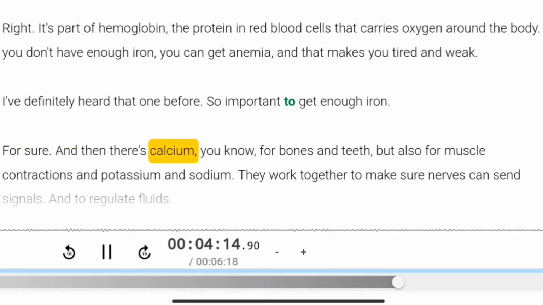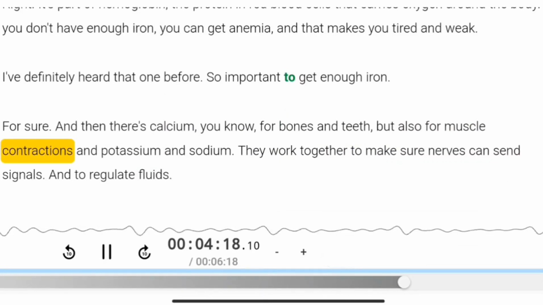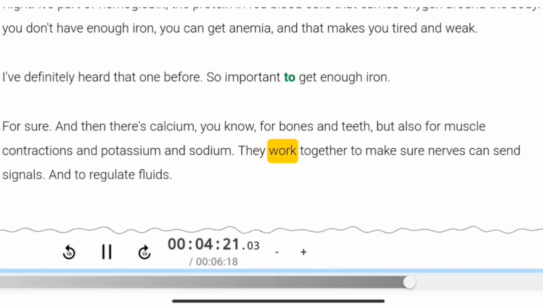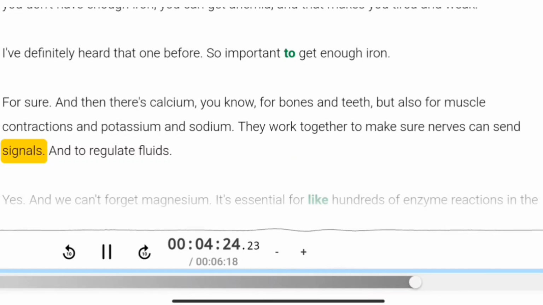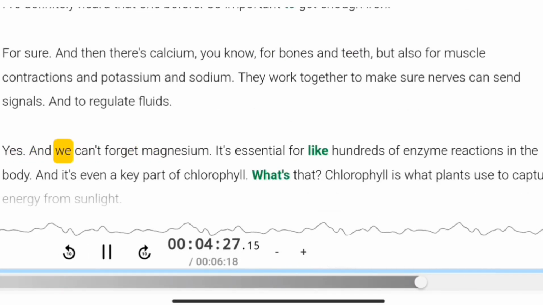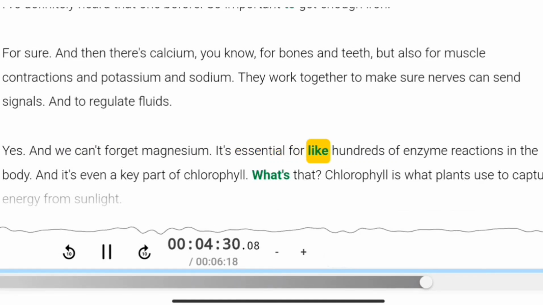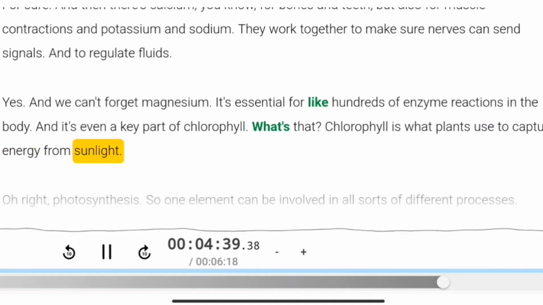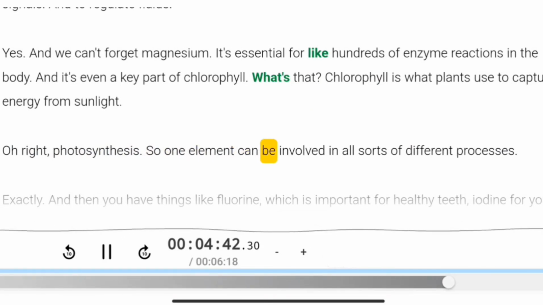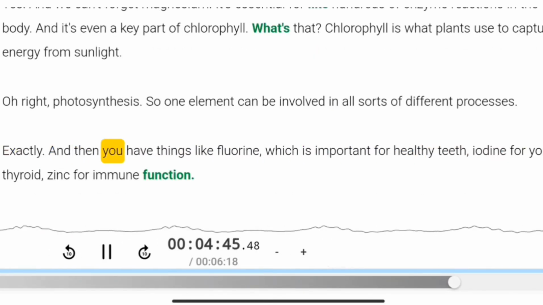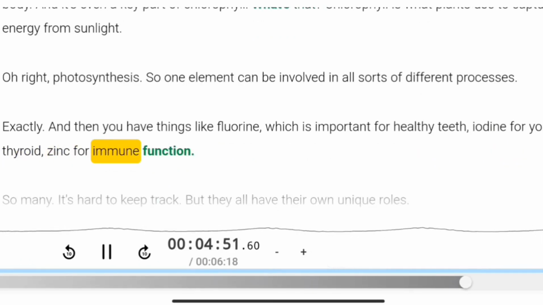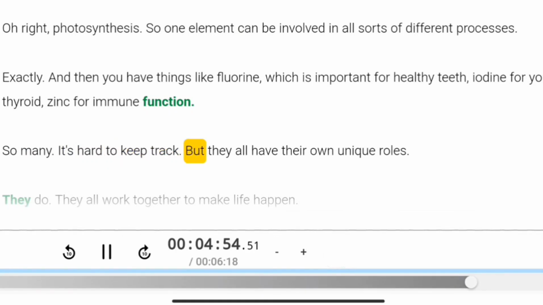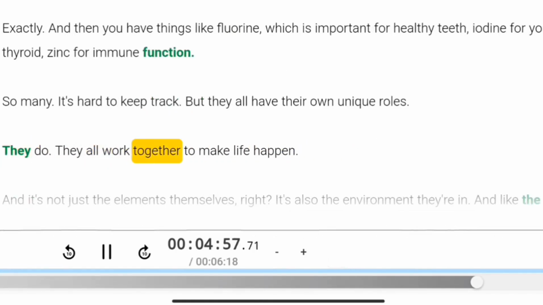For sure. And then there's calcium, for bones and teeth, but also for muscle contractions. And potassium and sodium, they work together to make sure nerves can send signals. And to regulate fluids. Yes. And we can't forget magnesium. It's essential for hundreds of enzyme reactions in the body. And it's even a key part of chlorophyll. What's that? Chlorophyll is what plants use to capture energy from sunlight. Oh, right. Photosynthesis. So one element can be involved in all sorts of different processes. Exactly. And then you have things like fluorine, which is important for healthy teeth, iodine for your thyroid, zinc for immune function. So many. It's hard to keep track, but they all have their own unique roles. They do. They all work together to make life happen.